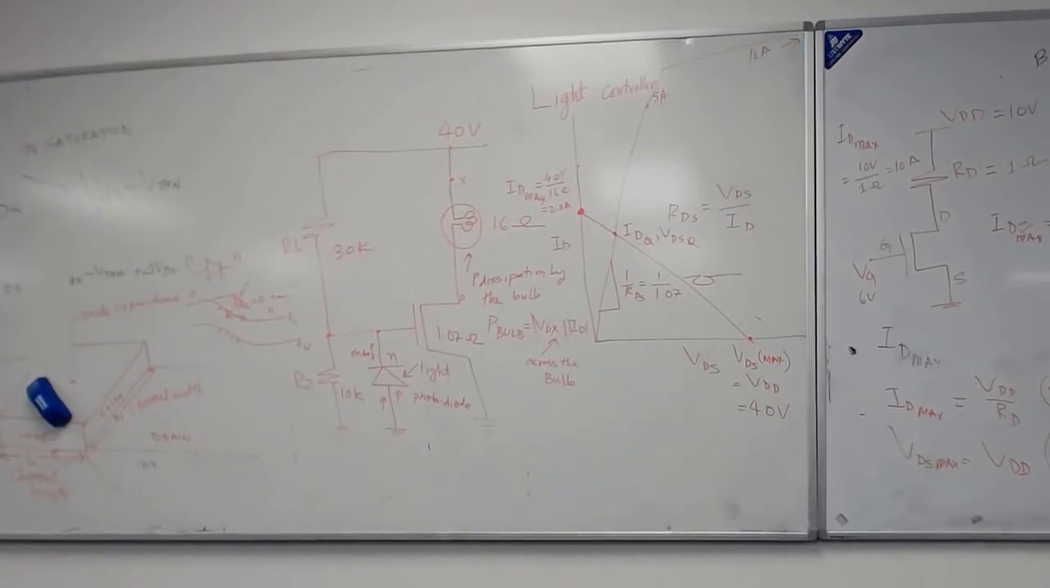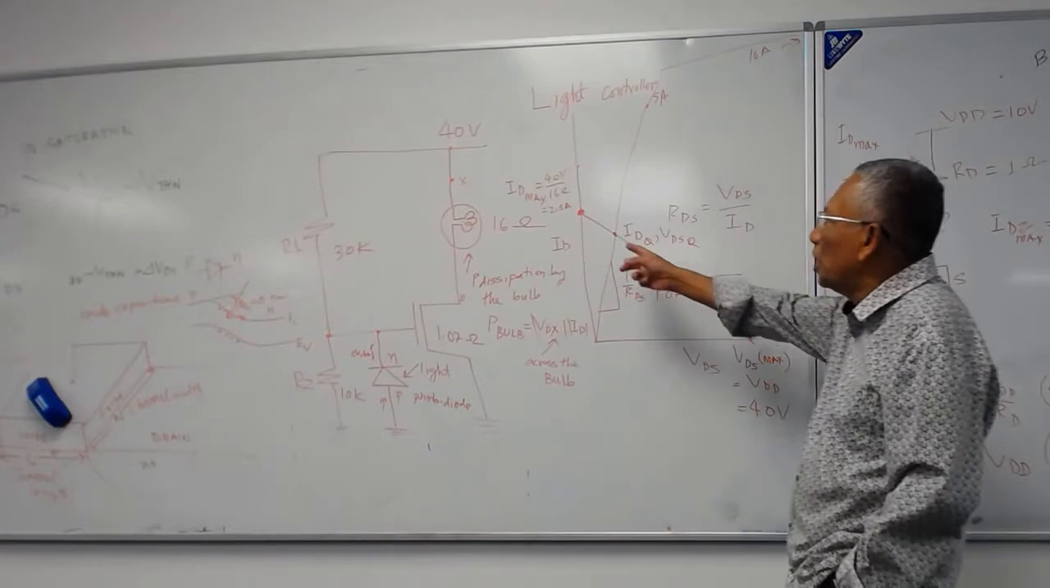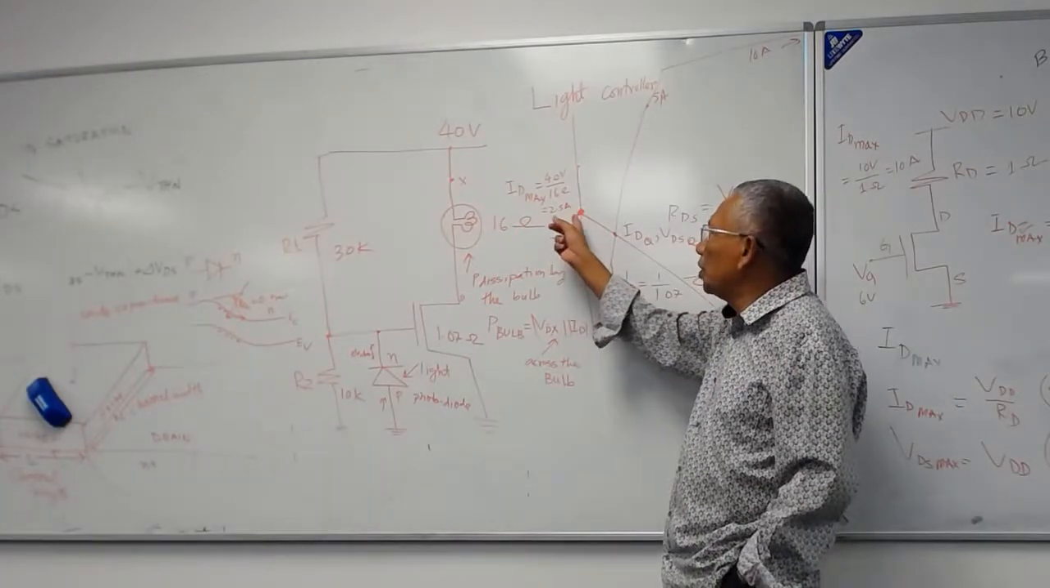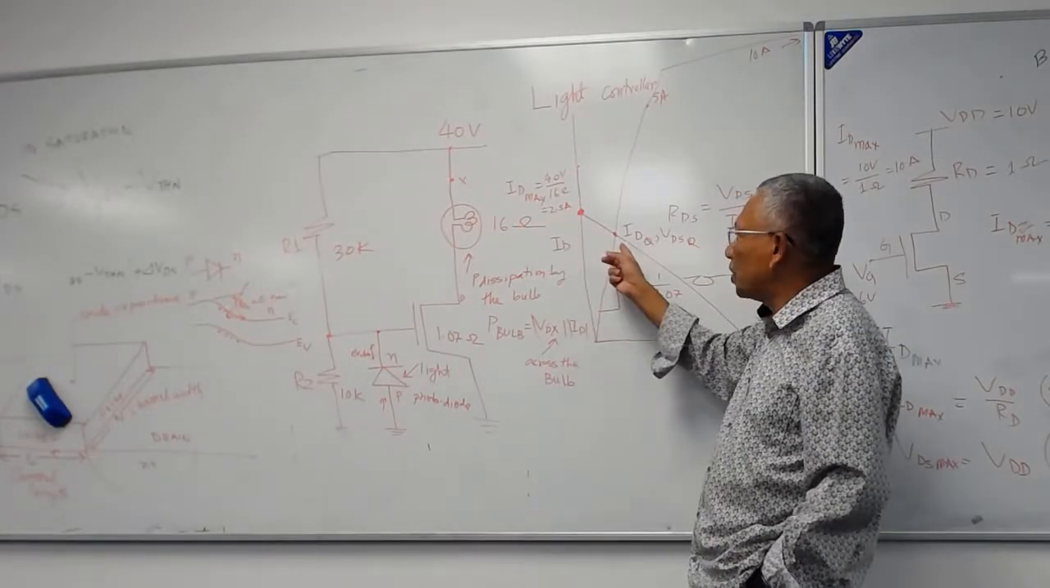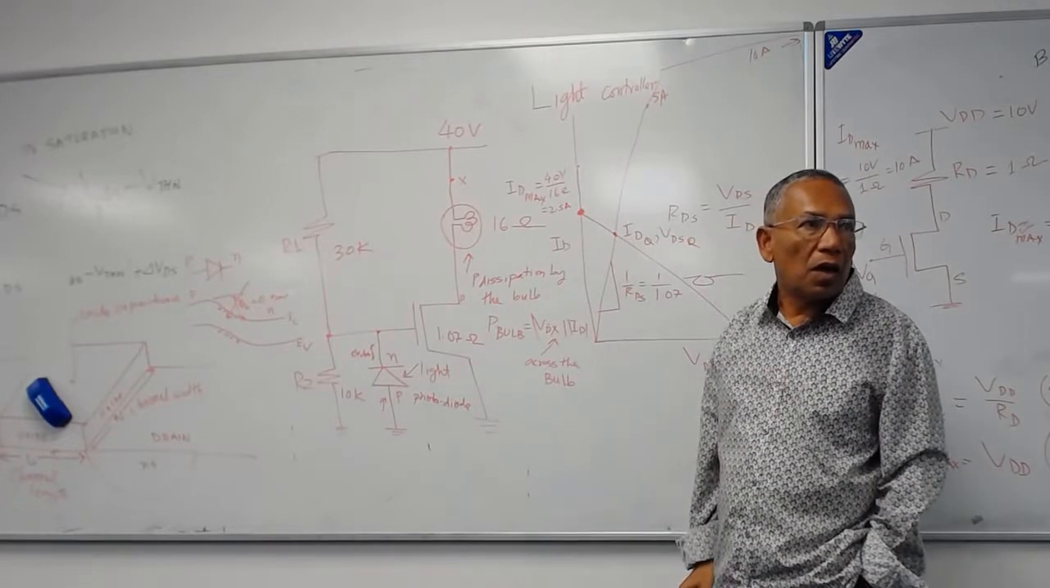Am I overthinking this? The first time I got 93.7 watts, but that's using the ideal values before we draw the graph. So our IDQ is our operating point. This point is just to draw the load line. The actual operating point is this. So we need to find what those values are and then put them in, right?